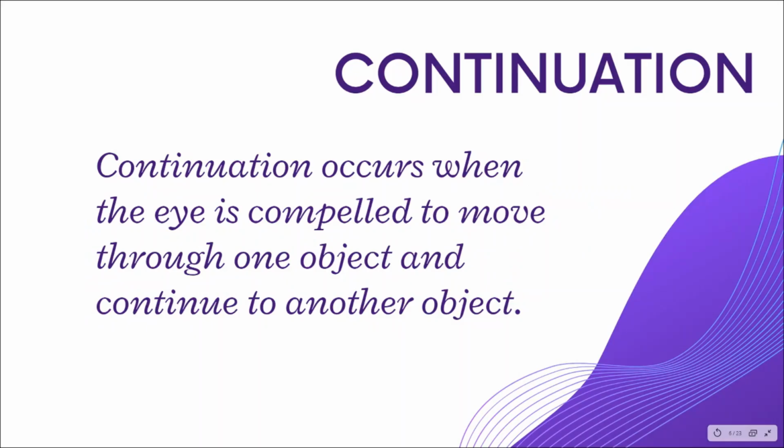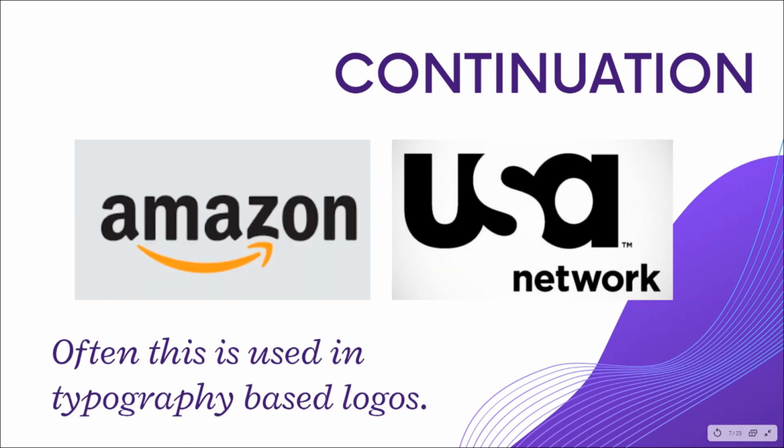So continuation occurs when the eye is compelled to move through one object and continue to another object. Let's see it with an example. Over here you can see the Amazon logo and the USA Network. First of all, I should tell you that this is used basically in typography logos. In the first, the Amazon logo, you can see that from A to Z there is a connection, which is denoted by this arrow. So this is what continuation is.